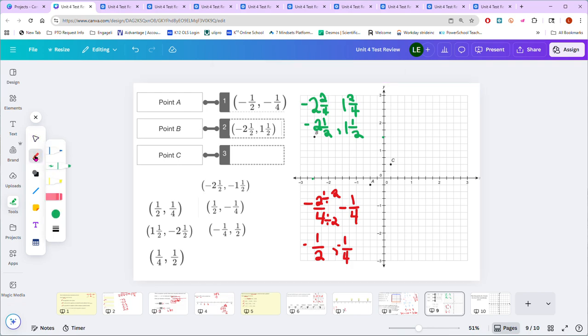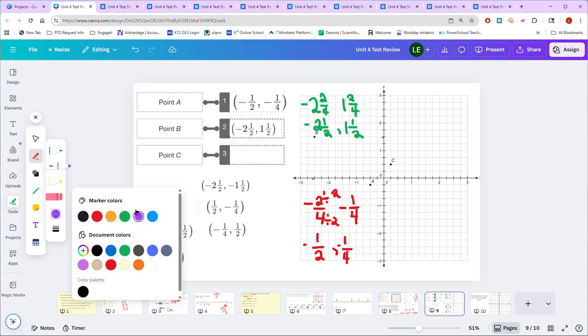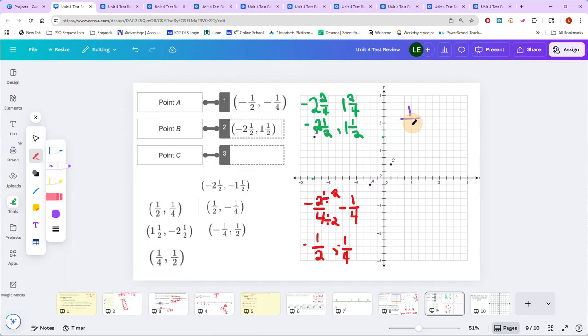And then point C is right here. So it goes over 1/4 because we do X first. So it goes to the right 1/4, which is positive, and it goes up, which is also positive. It goes up 1/2. But 2/4, as we've seen on the other ones, is the same as 1/2. So I'm probably looking for 1/4 and 1/2.